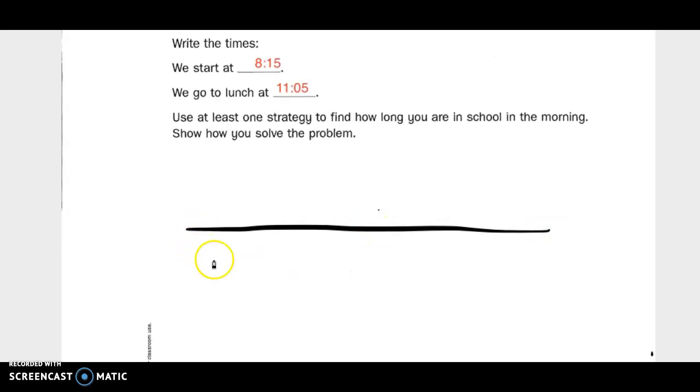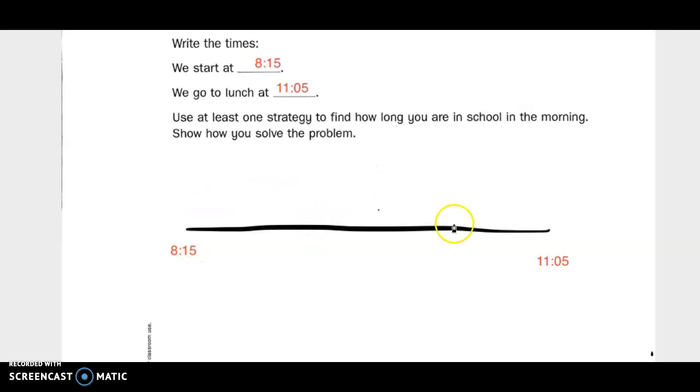Okay, and at the beginning, we want 8:15 because that was the start of our day. And at the end, we want 11:05 because that is when we are going to lunch. So we want to find this distance. How long from 8:15 to 11:05? 8:15. What should my first hop be to get to that 11:05?